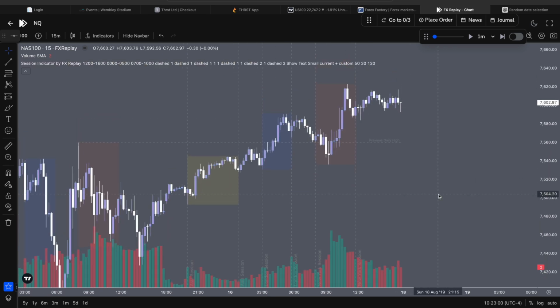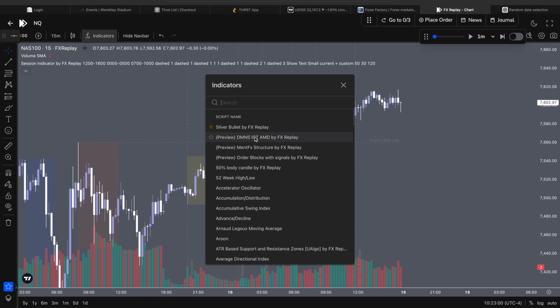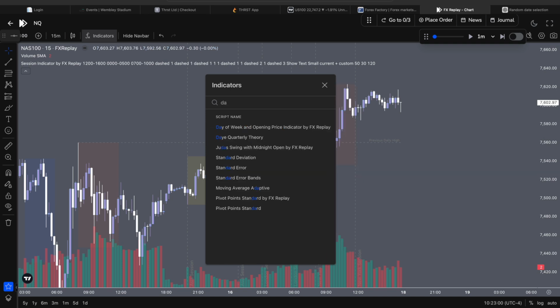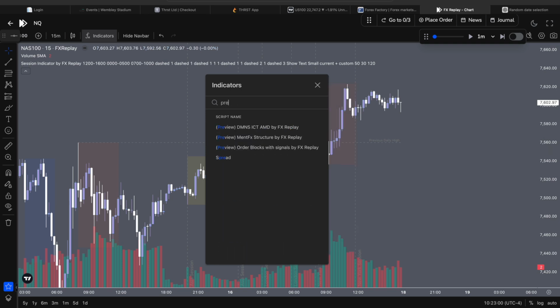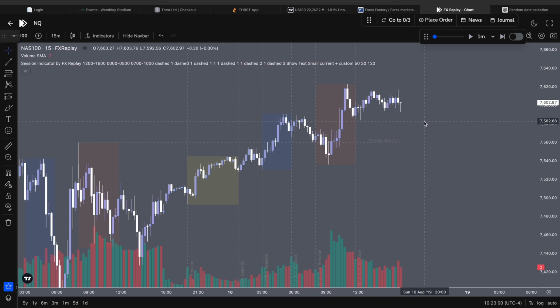Alright. And in addition to this, I also want to add previous daily high. I don't think it's here. We just have to mark it manually.